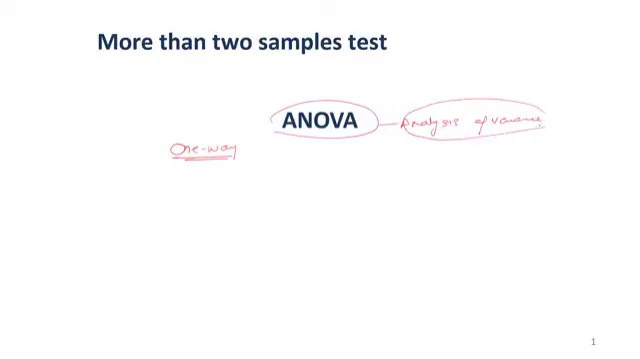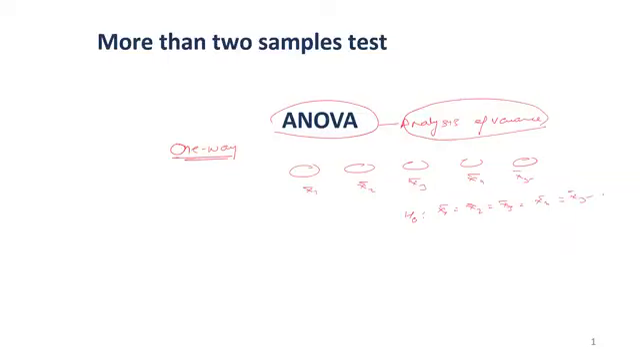Suppose you have multiple samples, more than two, and you have calculated the mean from each of those samples. Now you have to conclude whether all these means are equal or not. Here there are not three scenarios like lower tail, upper tail, or two tail. There is only one scenario, where your null hypothesis states that all these means are equal.